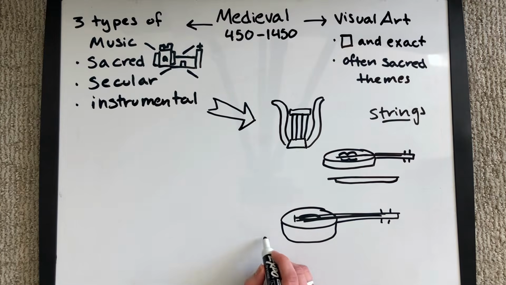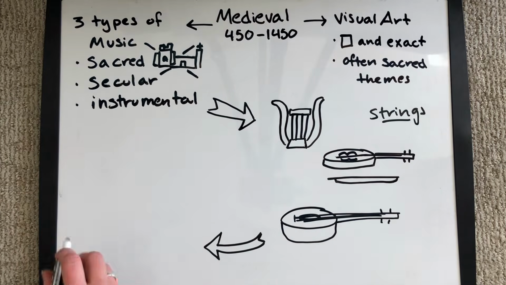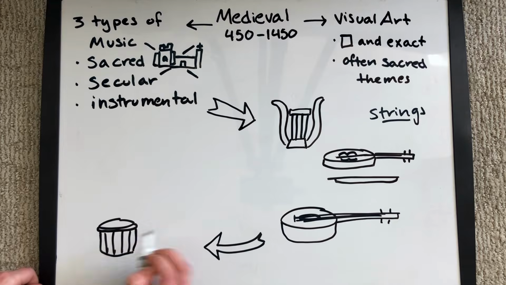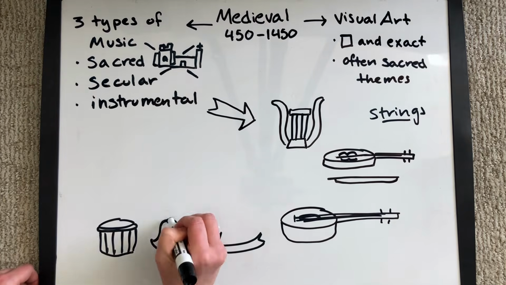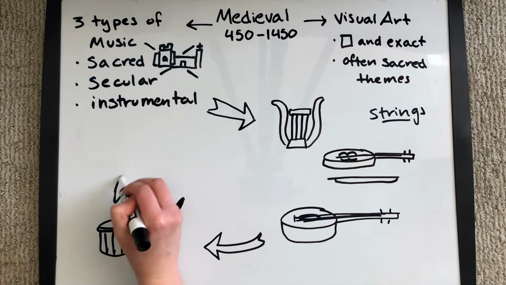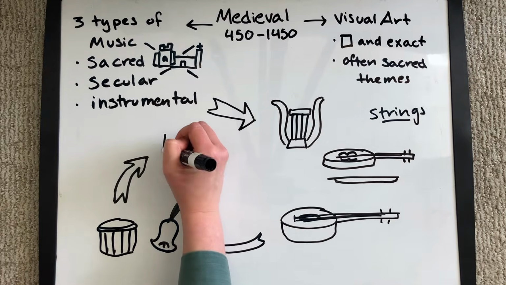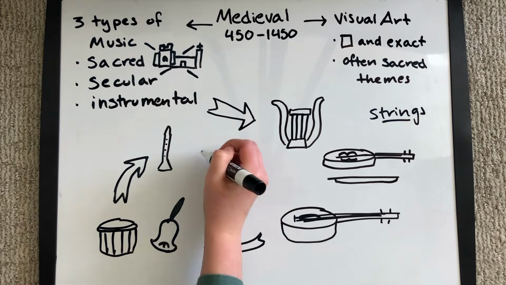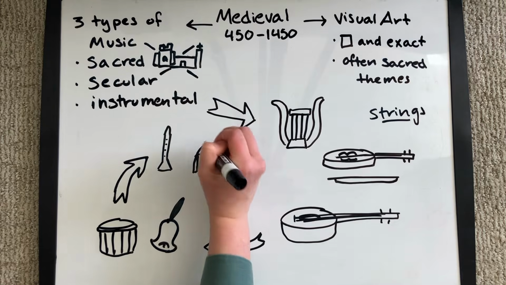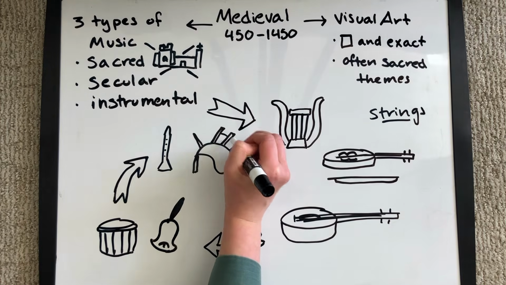Those were all in the strings family, and then the percussion family hasn't changed that much since the medieval era. We still use drums and bells and cymbals just like they would. In the wind section, we have a flute, which is more like the modern-day recorder, and the bagpipes, which are very similar to what you would hear in Celtic music today.